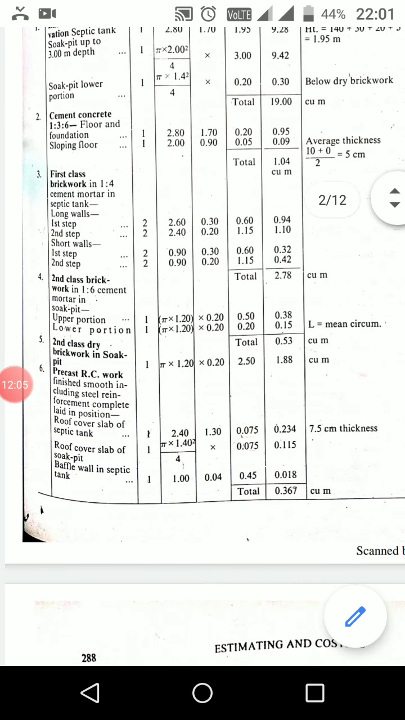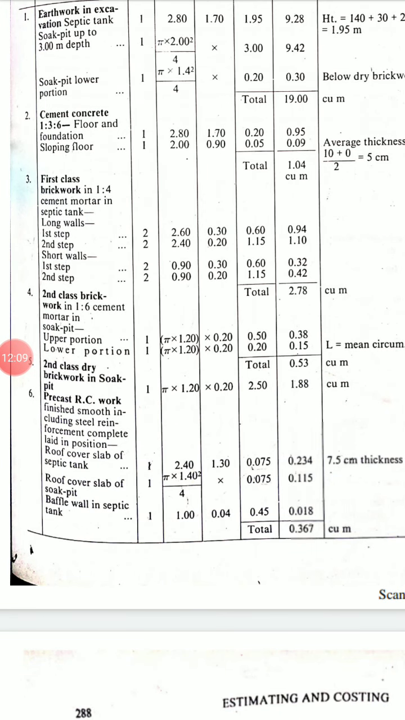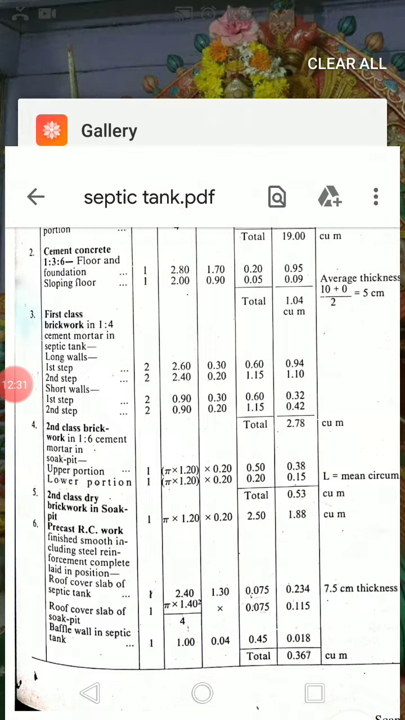So the next item, first class brickwork in 1:4 cement mortar. First you take long walls. Long walls, for the first step there are two numbers, okay, having the length of 2.6 meters and breadth 0.3 and height is 0.6. Just observe in the figure.